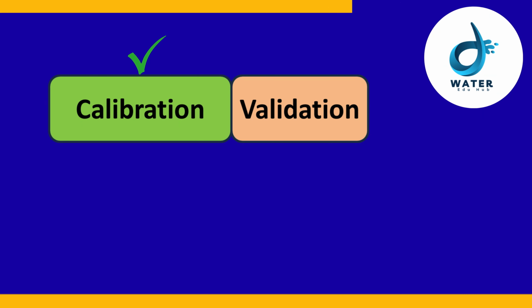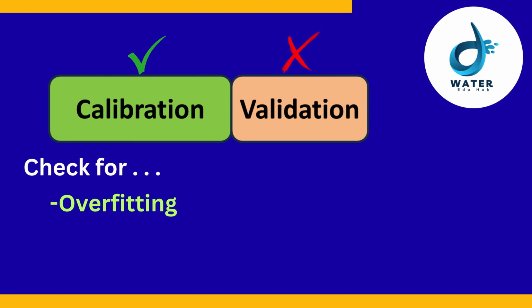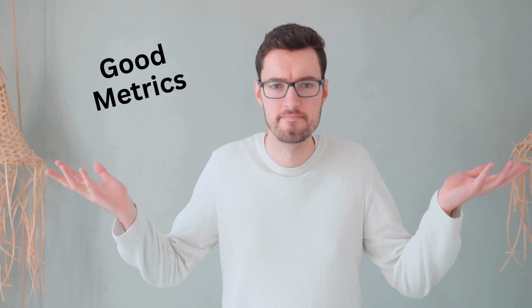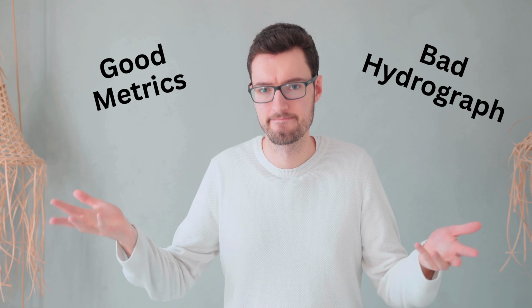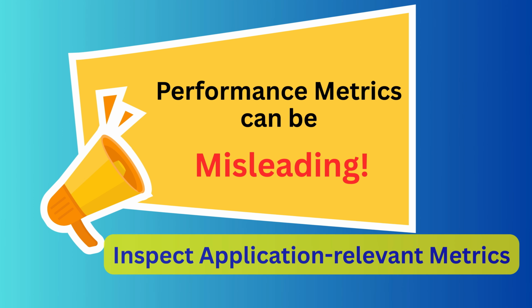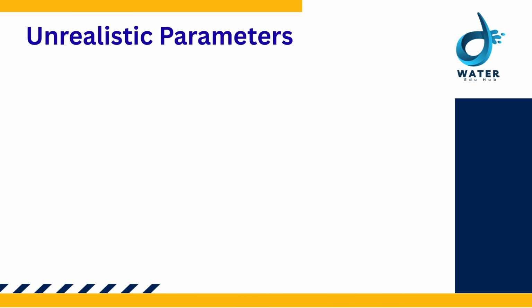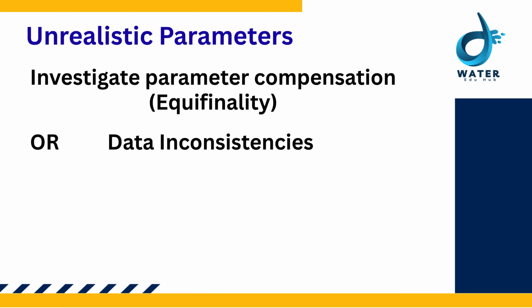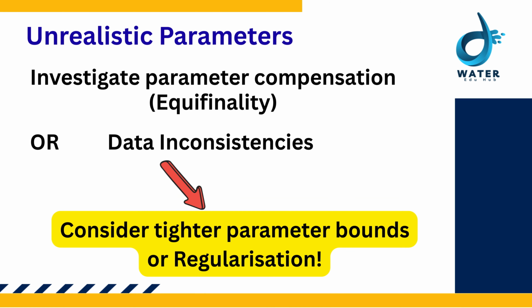If calibration is good but validation is poor, check for overfitting, non-stationarity, or extrapolation beyond calibration range. If metrics look good but hydrographs appear unrealistic, remember that performance metrics can be misleading. So, inspect application-relevant metrics. And when parameters appear unrealistic, investigate parameter compensation or data inconsistencies and consider tighter parameter bounds or regularization. The quality of calibration and validation governs the model's credibility.